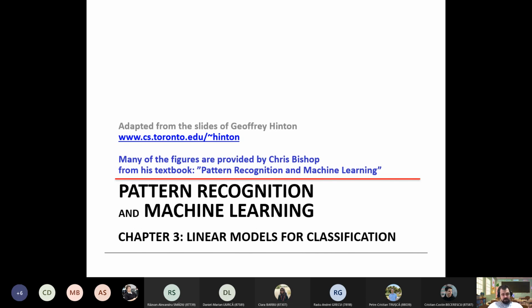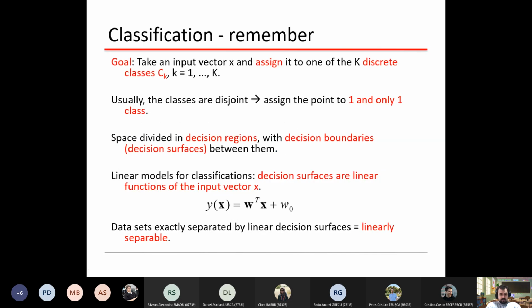So, hello. Today we'll talk about linear models for classification. First of all, we'll start with a bit of remembering of some concepts that I'm sure all of you know about classification, and then we'll start building from there with new information that I have to transmit to you.